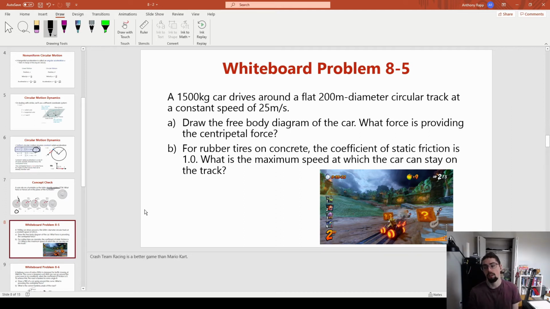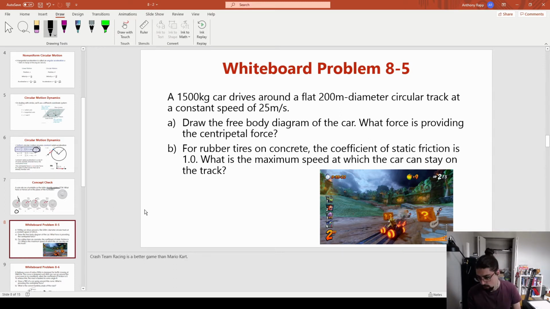What force is providing the centripetal force? From that, for rubber tires on concrete, you can assume that the coefficient of static friction is 1.0. What is the maximum speed at which the car can stay on the track? And B is certainly a hint for A here.